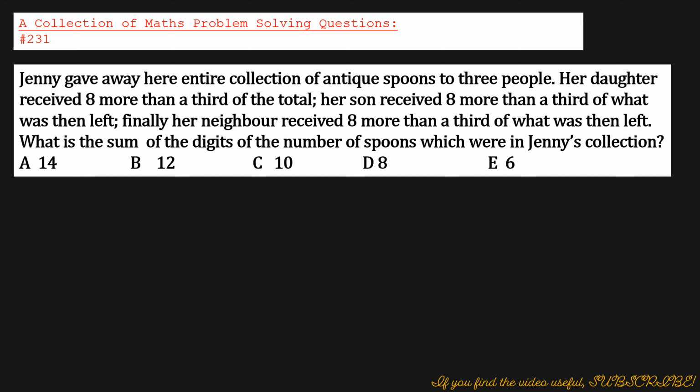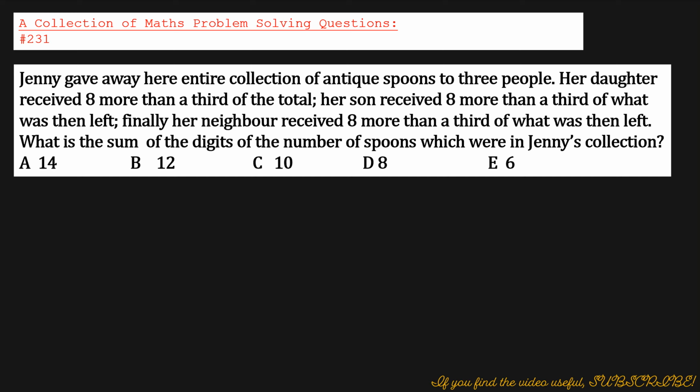Jenny gave away her entire collection of antique spoons to three people. Her daughter received eight more than a third of the total. Her son received eight more than a third of what was then left. And finally, a neighbor received eight more than a third of what was then left. What is the sum of the digits of the number of spoons which were in Jenny's collection?